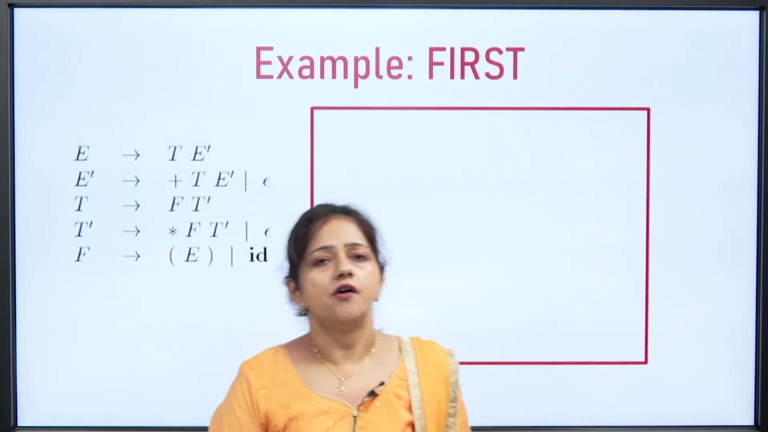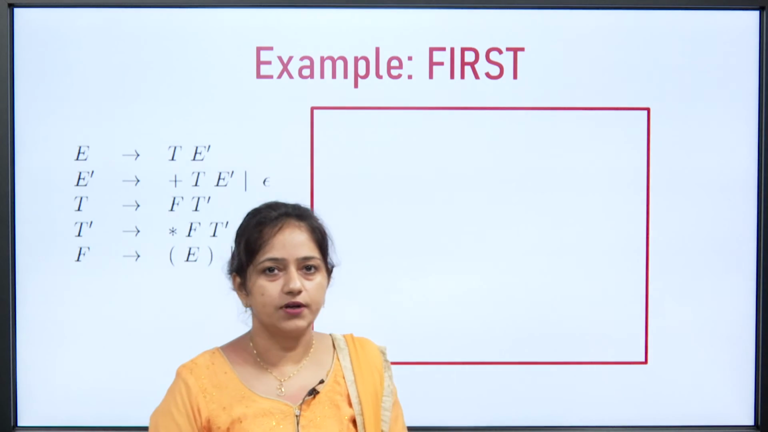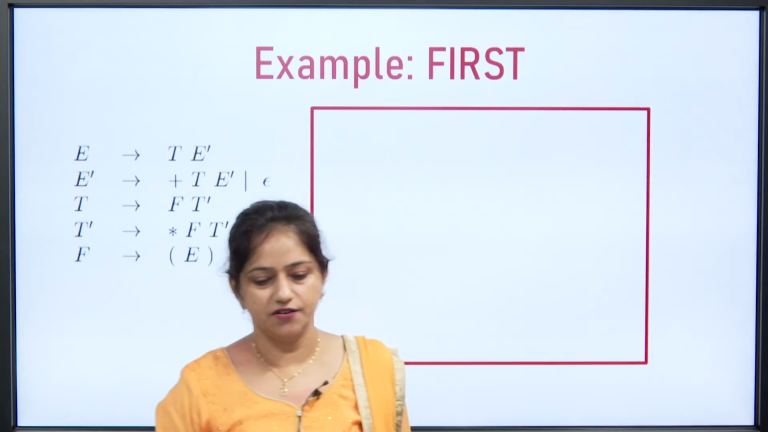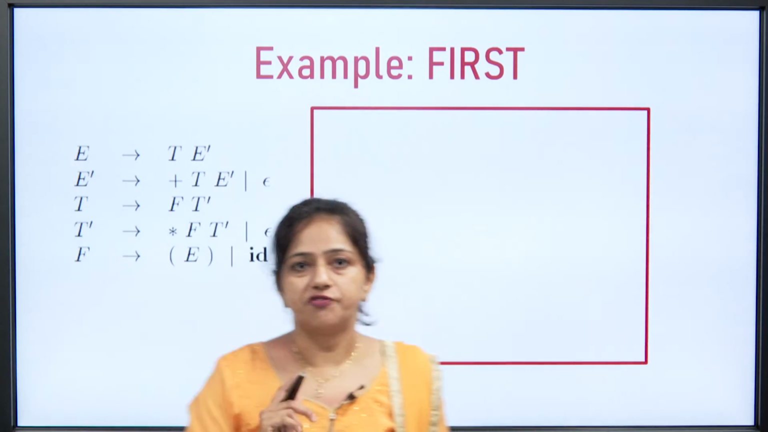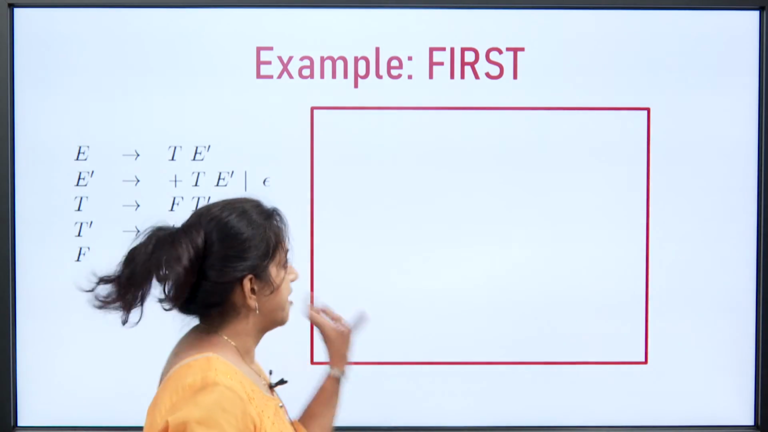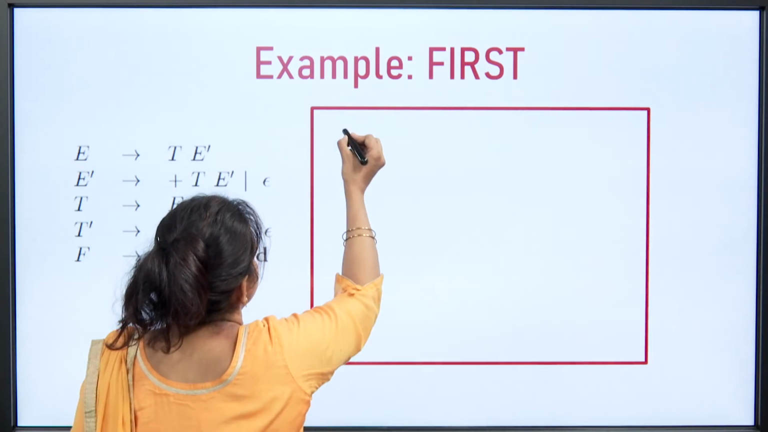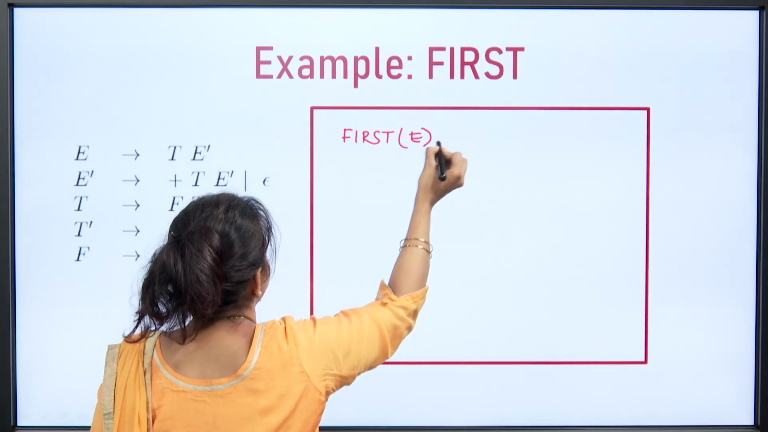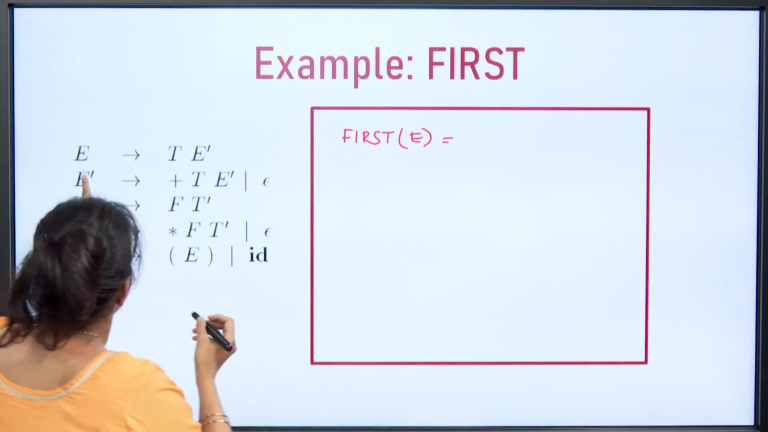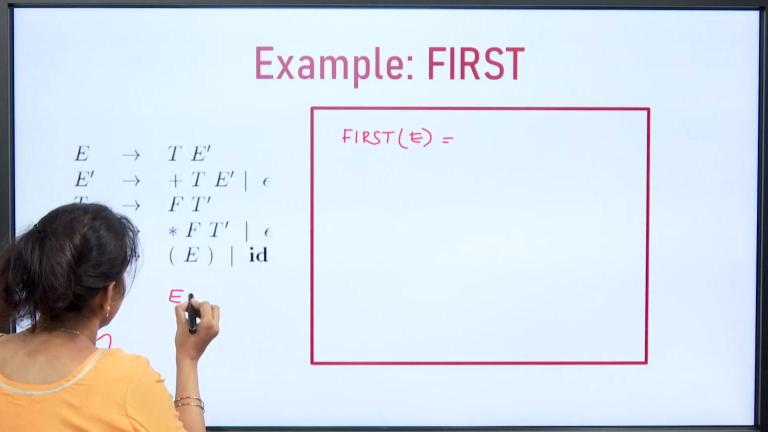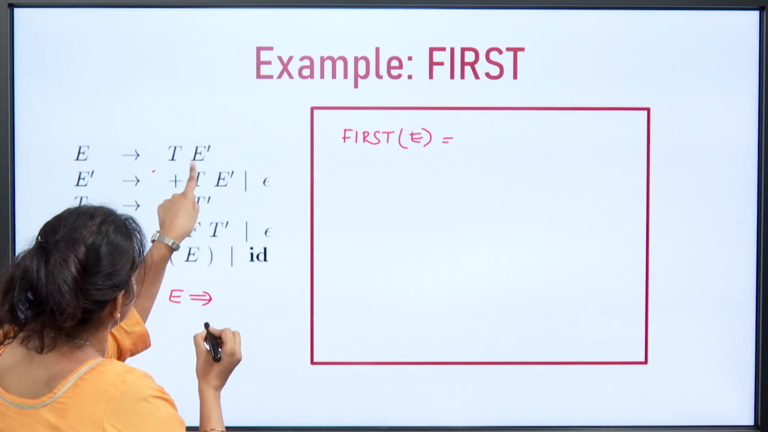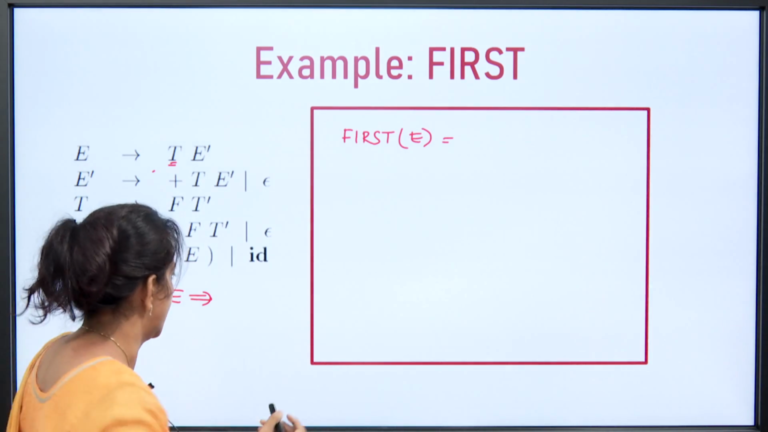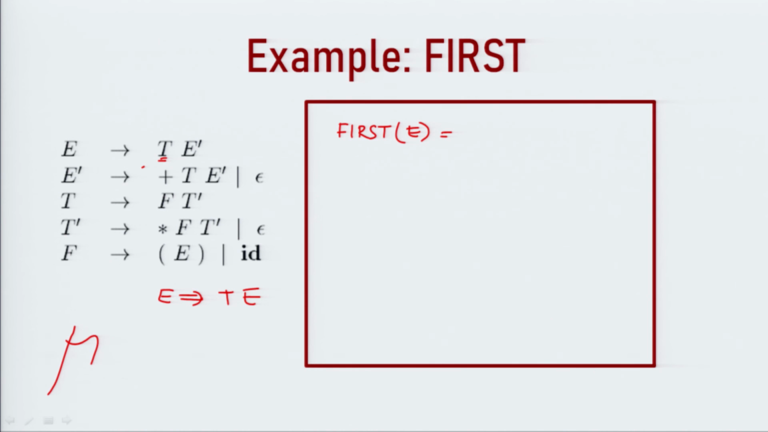This is a grammar where we have eliminated ambiguity, then eliminated left recursion, then done the left factoring, and finally we have this grammar. So, we will obtain first for every non-terminal. Suppose we are obtaining first of capital E. So, this is E, and here on the right hand side we have T E prime. First here we have a non-terminal.